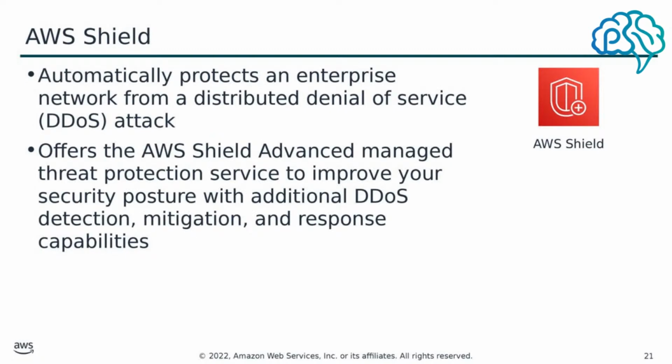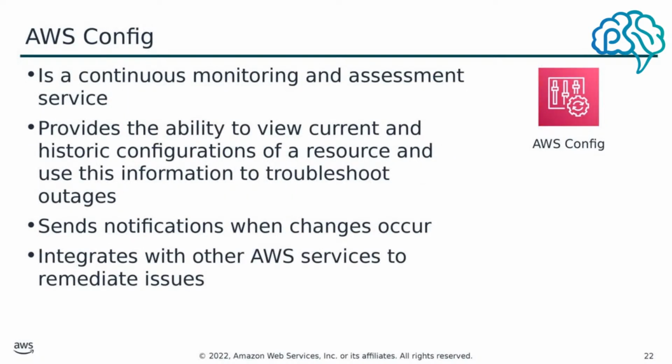We also have AWS Shield, which provides the ability to protect an enterprise network against a DDoS attack. And so this is what a DDoS attack is, essentially a way of disrupting your normal traffic by overwhelming it with traffic that is unnecessary. That's really it in a nutshell. It prevents against that.